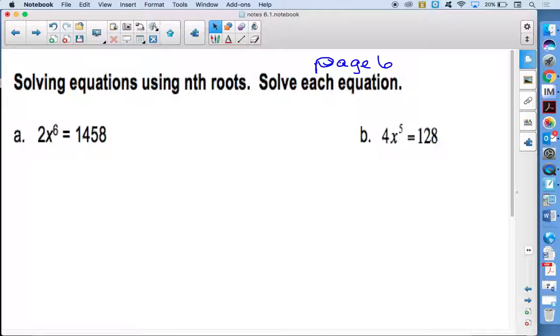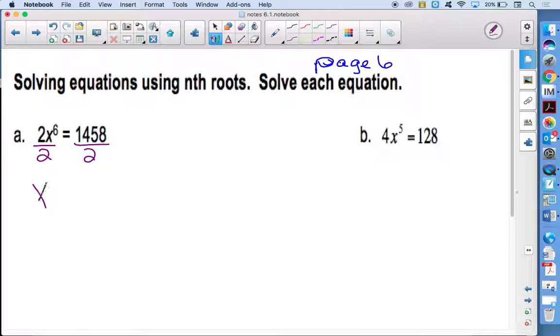For any equation with a variable, you have to get the variable by itself. Yeah, you got to get the variable by itself. So you can't take a square root or a cube root or a sixth root unless the x is by itself. So in this case, to get x by itself, we would divide 1,458 by 2.